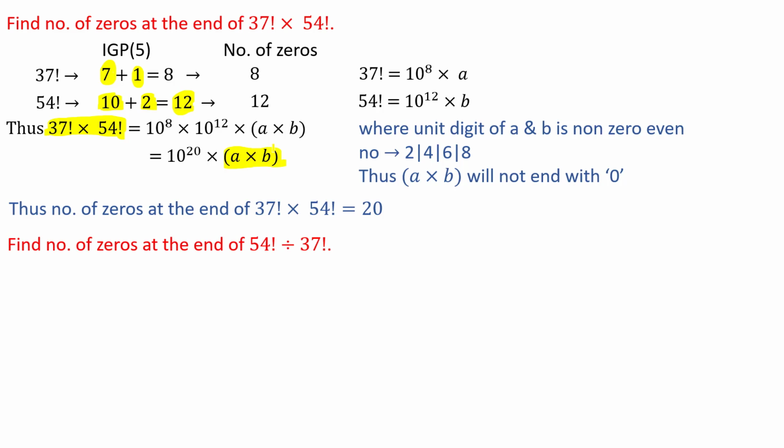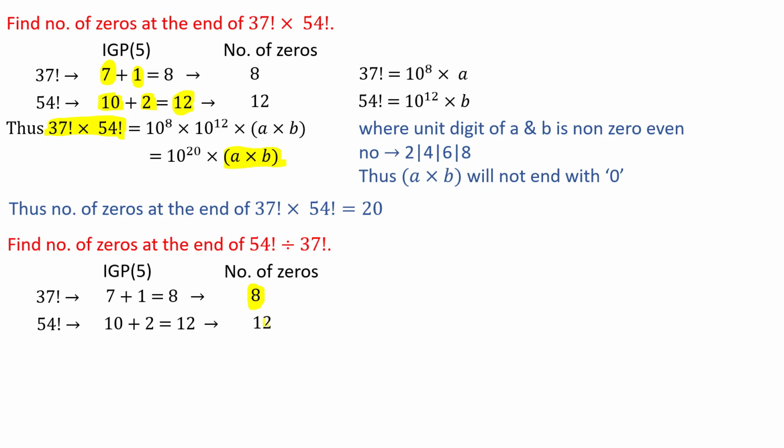Find the number of zeros at the end of 54 factorial divided by 37 factorial. First, let's find the individual number of zeros. As per our last calculation, 37 factorial will end with how many zeros? 8 zeros. And 54 factorial is going to end with a total of 12 zeros.